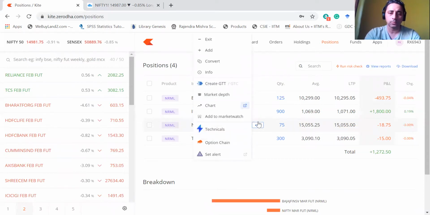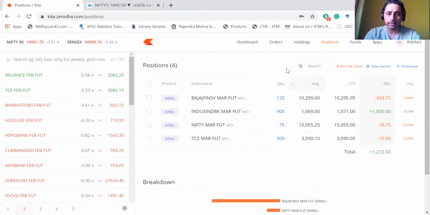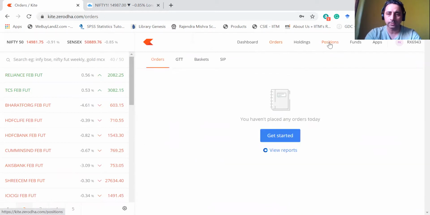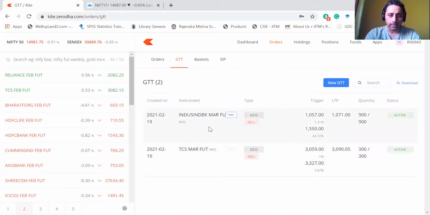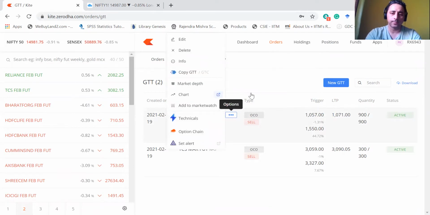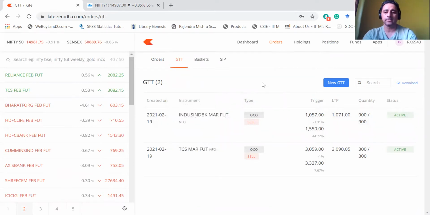I again go to, then I don't create a GTT. I go to the orders section. This is positions. I go to orders. I go to GTT. And okay, I didn't create one for Nifty this time. Okay, fine. Assuming, let's say, this is Nifty. Right now, this is IndusInd Bank, March future. So basically, this is a position where you're already carrying the trade for some time. There's already a GTT set up. We've already seen how you set it up. Now we are looking at how to edit it, which is already set up.